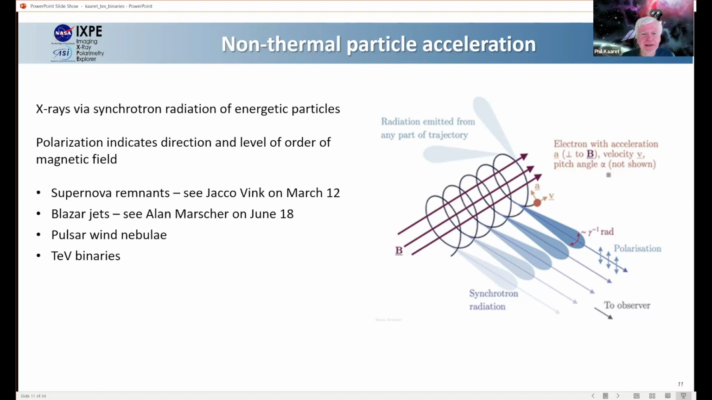You're going to have a talk by Alan Marscher on June 18th on blazars, so I won't talk about that. But I will briefly mention pulsar wind nebulae. If you guys need a talk on, or are interested in one, I would recommend Roger Romani to give a talk on pulsar wind nebulae. And then the last part of the talk will be on TeV binaries.